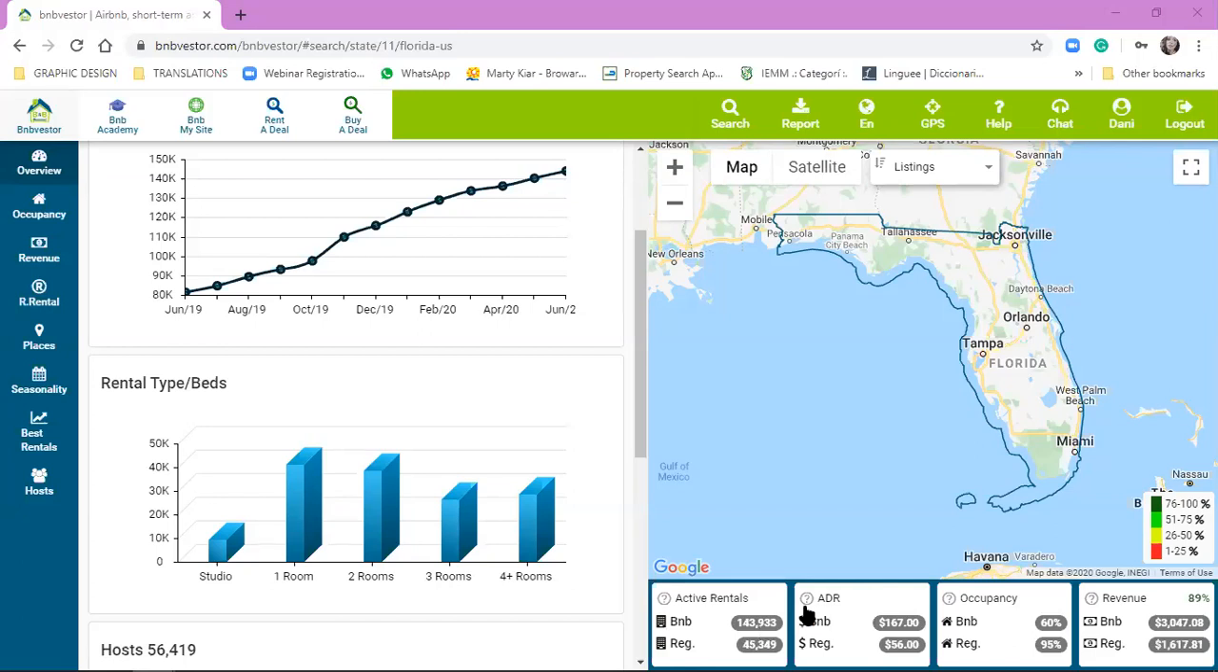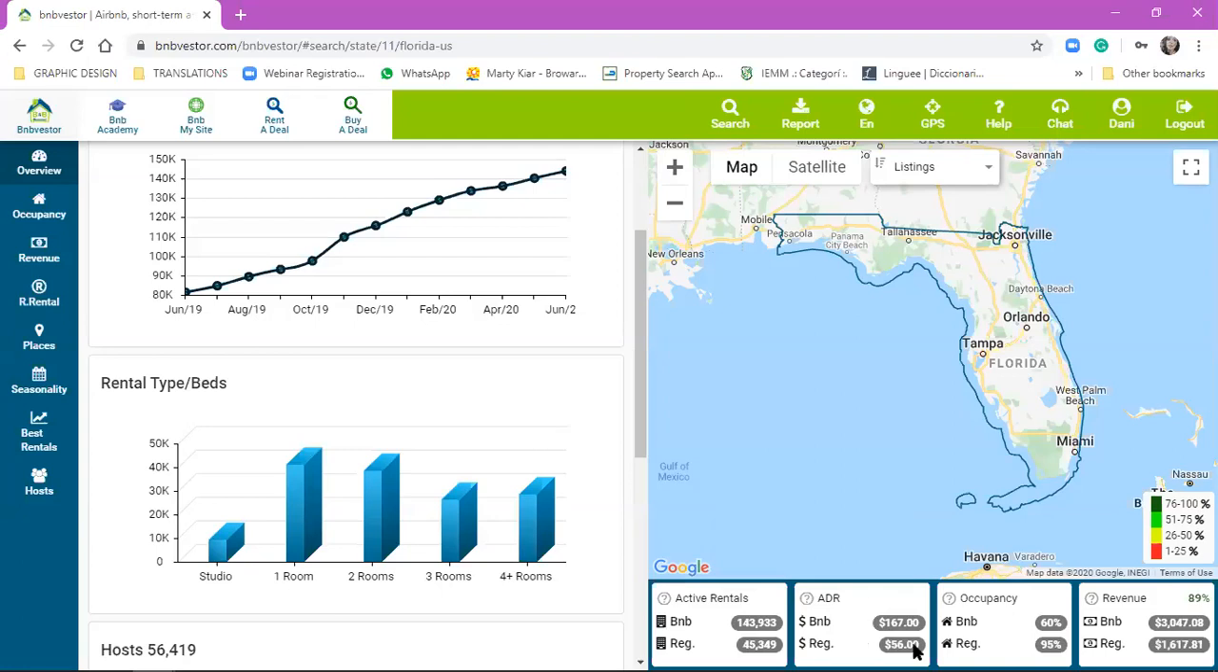ADR. ADR is the average daily rate. It's the average rate of accommodation per occupied room, and that is the average sell price per listing. The BNB average daily rate would be $167. And then for regular rentals, it is $56.